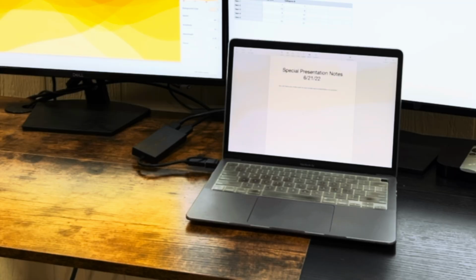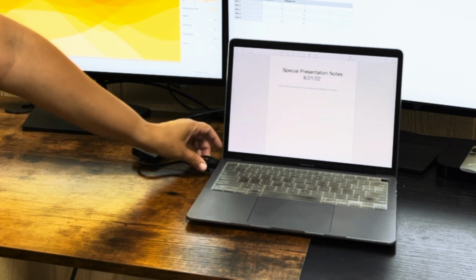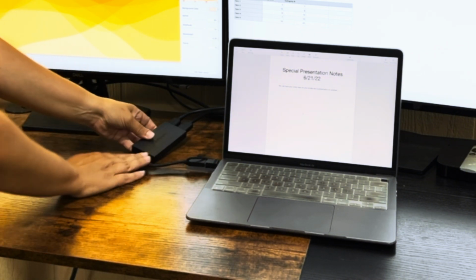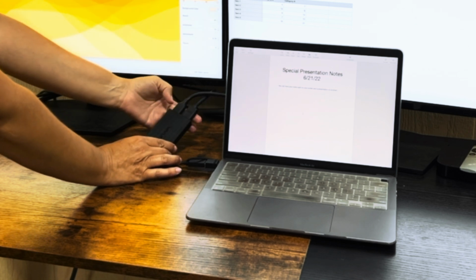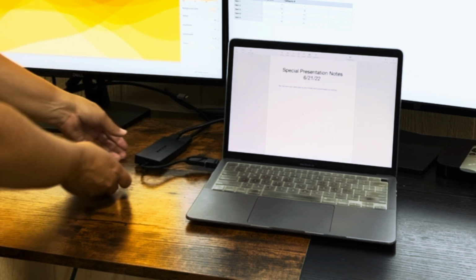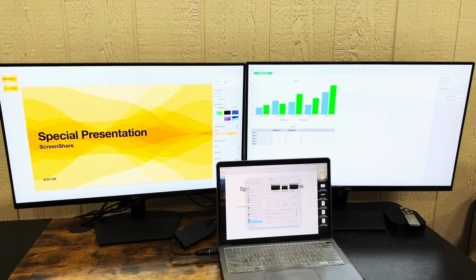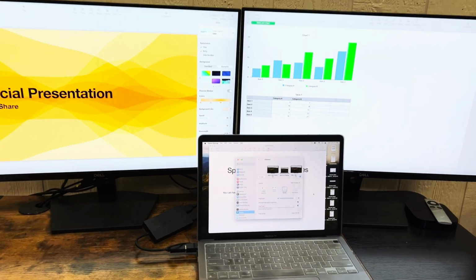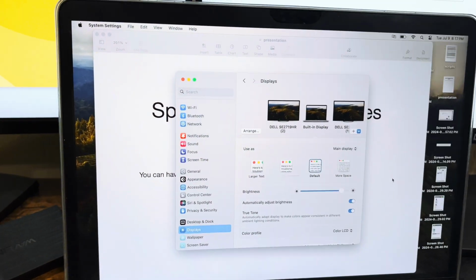I have a MacBook Air with an M1 processor. The Wavlink splitter is plugged into my USB-C port on my computer, and the two monitors are plugged into the HDMI ports of the splitter. It was very easy to set up. I downloaded the driver, plugged everything in, and it was ready to go.